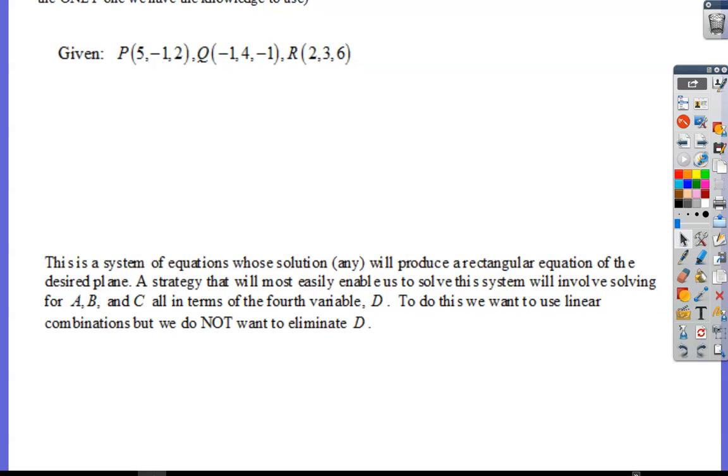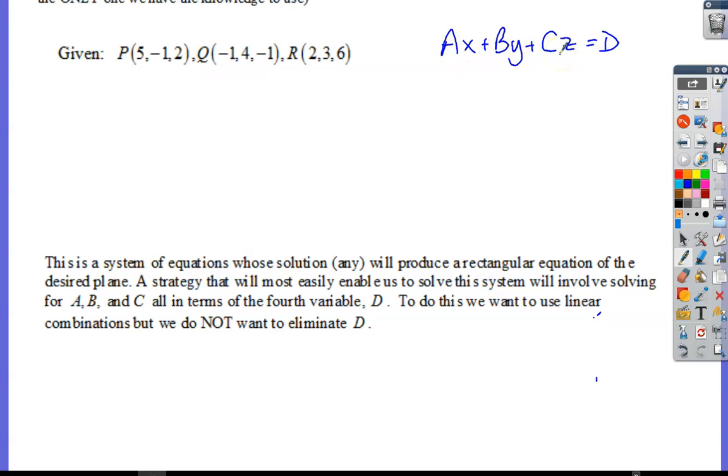So let's say we're given these three points, P, Q, and R. They're non-collinear, which we could check, but they're definitely not on the same line, and we want to create a plane with them. The first thing we're going to do is this: we know that if we plug in x, y, and z, which is the point, we should get something in terms of A, B, C, and D.